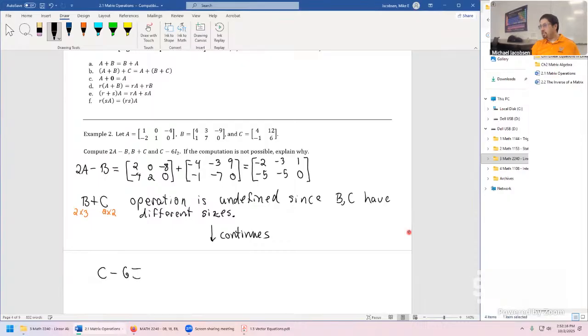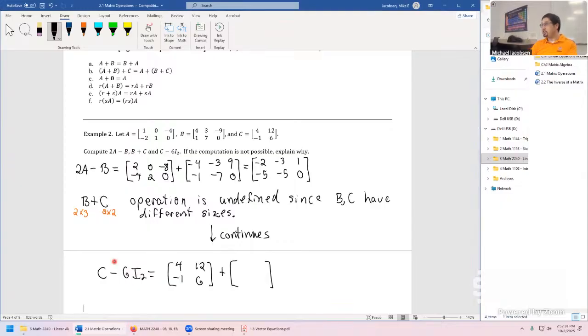C minus 6 times I2. First thing I would do is just write down C. It goes 4, negative 1, 12, 6. I'm going to add the next matrix. Scale I2 by negative 6.